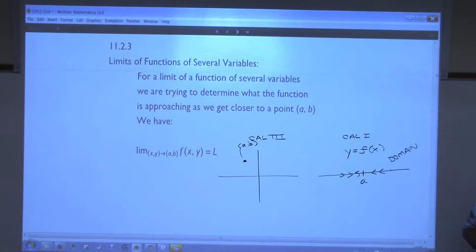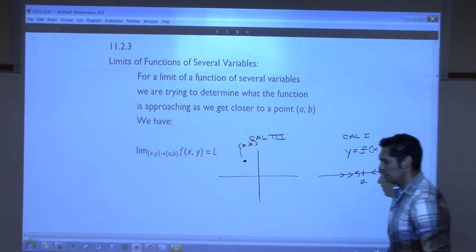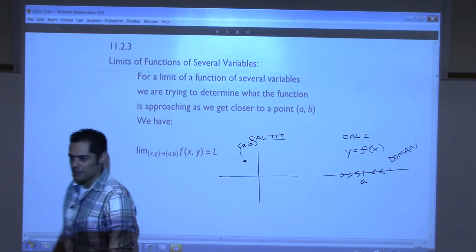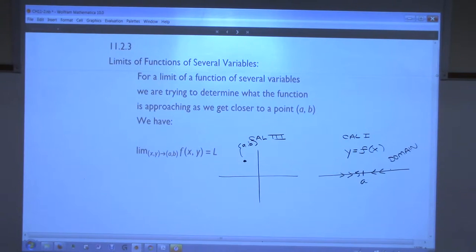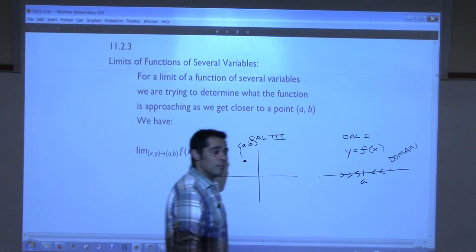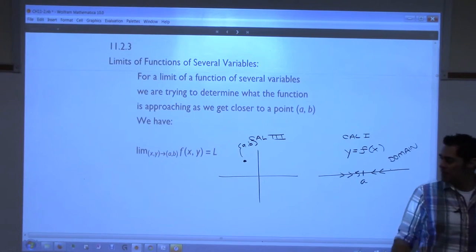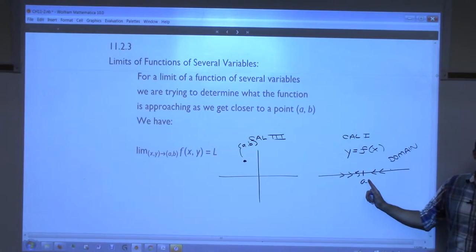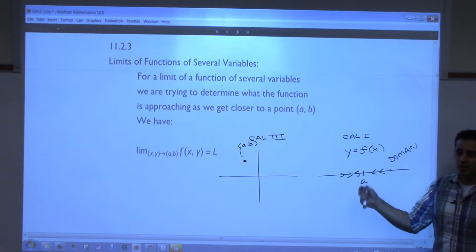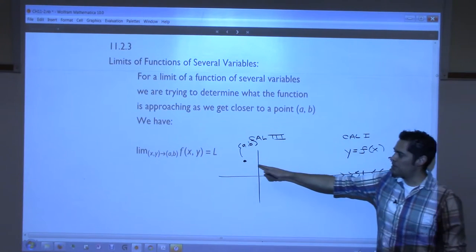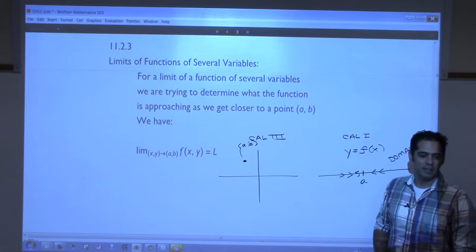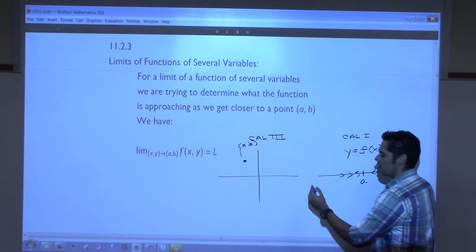What's going to be the problem? Does anyone see the problem? I wonder if anyone can see it ahead of time here. Which way are you going to approach it? Right? With this one right here, there's only two ways to approach this point, right? From the left or from the right. How many different ways can I approach this point? Infinitely many ways. Look, could I come in like this?